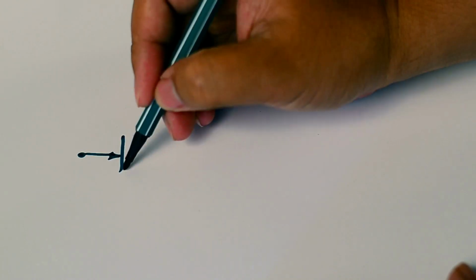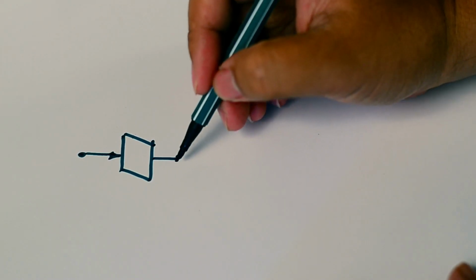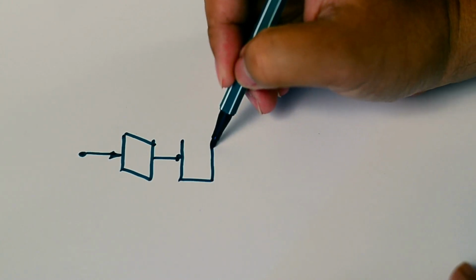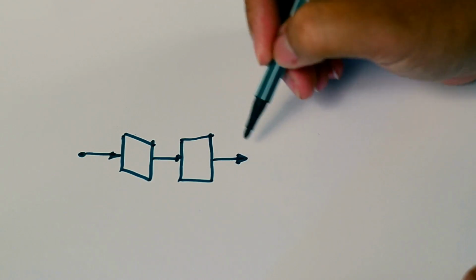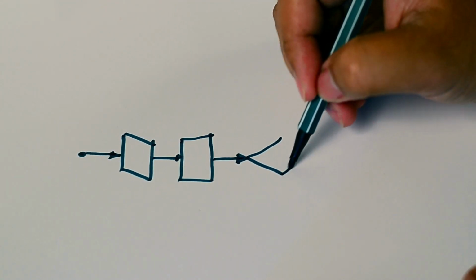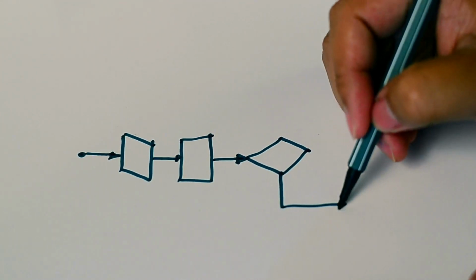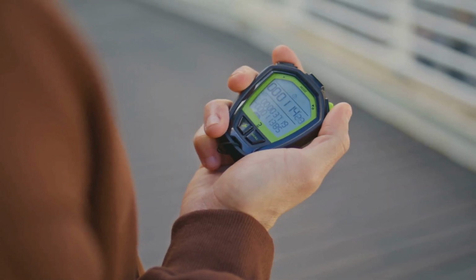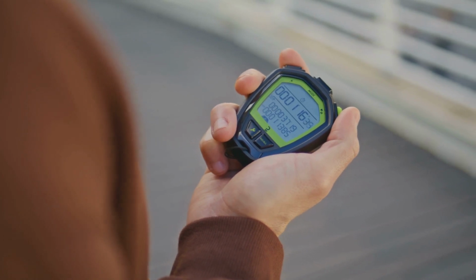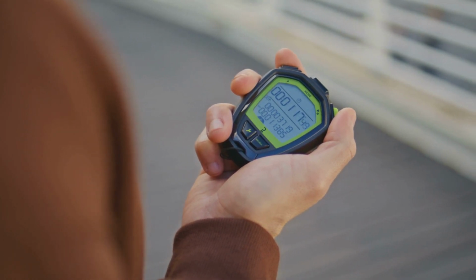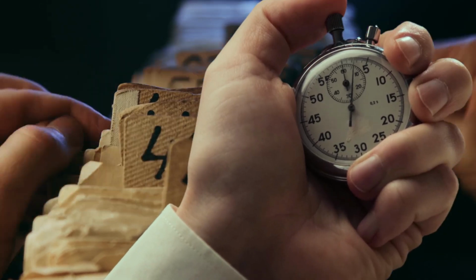We draw a process box for each step, visually representing the flow of materials and information. These boxes become the building blocks of our value stream map, providing a clear and concise overview of the entire process. Each box contains key information about the step, such as the resources required and the time it takes to complete. Next, we measure, collecting data on the time it takes to complete each step, the amount of inventory between steps, and the flow of information. This data is crucial for identifying bottlenecks and areas for improvement.